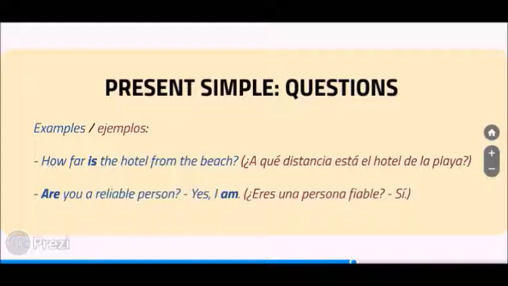Examples. How far is the hotel from the beach? Are you a reliable person? Yes, I am.